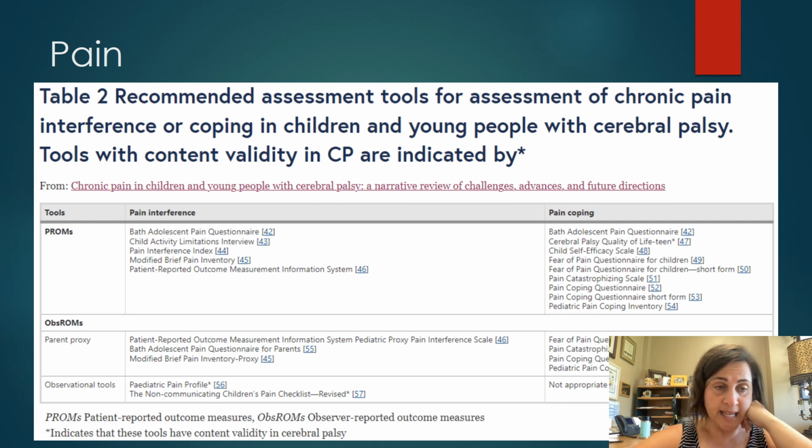This right here is a table that goes through some of the different assessment tools for assessment of chronic pain interference or coping in children with CP. These tools have quite significant content validity and are a place to start in getting this history.